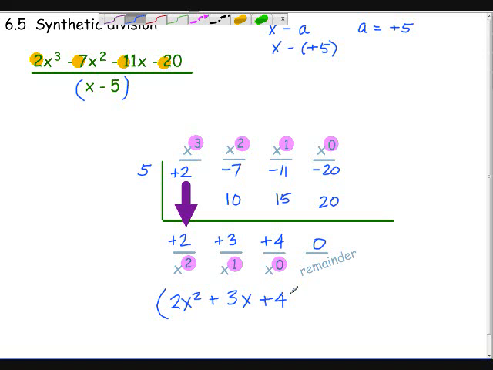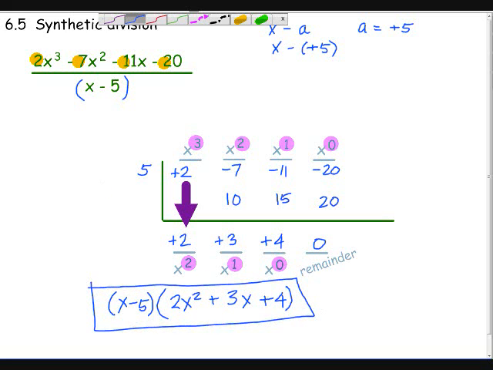That's my quotient. It went in evenly, so I can think of it as being factored, can't I? When it goes in evenly, I know that x minus 5 was a factor.